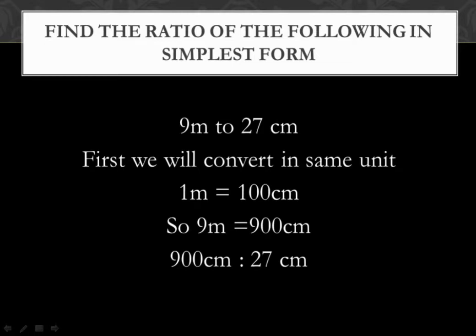Centimeter cancels out, and both of them come in the table of 9, so I will divide by 9. So I will get 100 is to 3. So this is our required ratio.